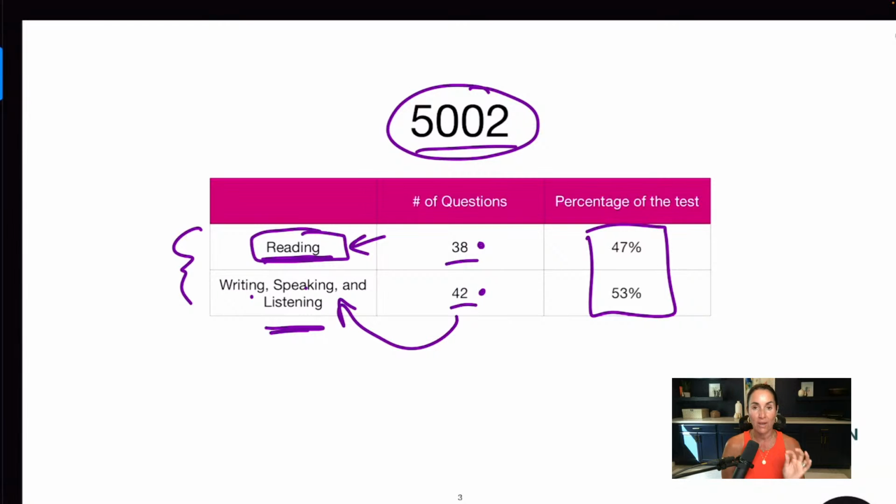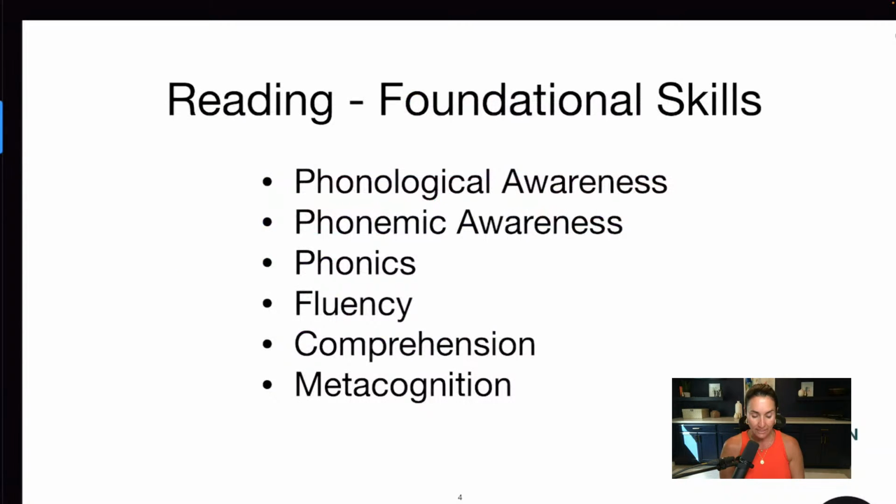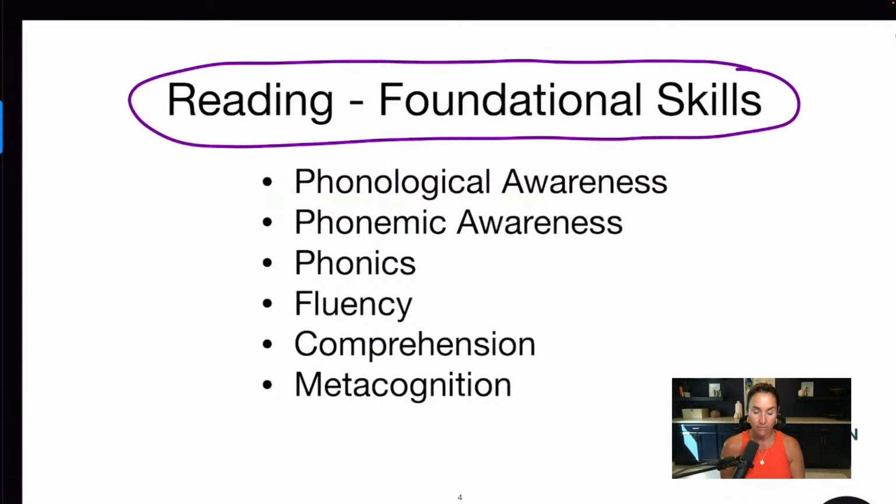But for the most part, for the 5002, you are going to want to really be schooled in the foundational skills of reading. Now, I'm going to go through a lot of them here today. In the 5002 online course, I go into them very intensely. And also I have a reading playlist on my YouTube channel that goes over this as well. And again, we'll link that up in the email that I'm going to send out to you today once you finish the webinar.